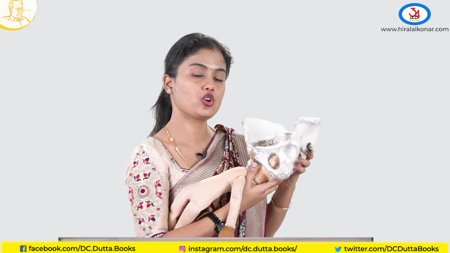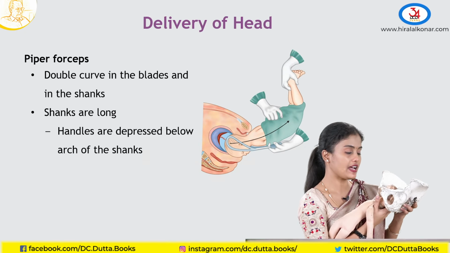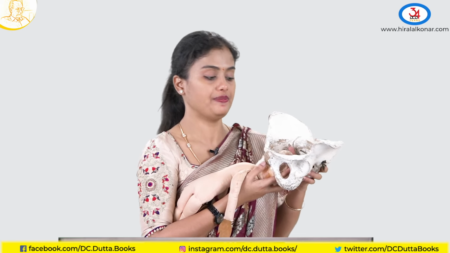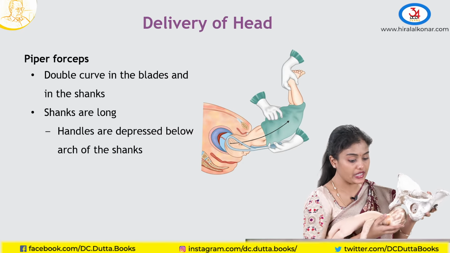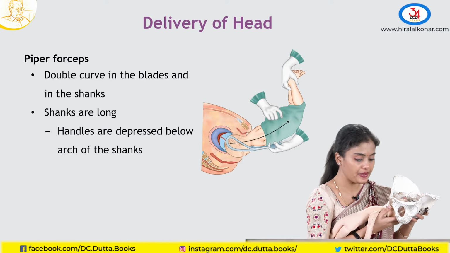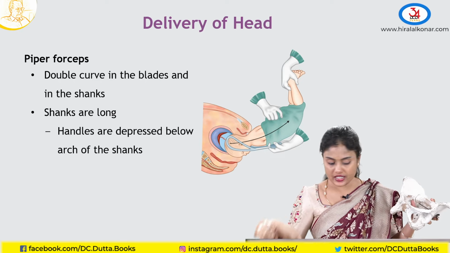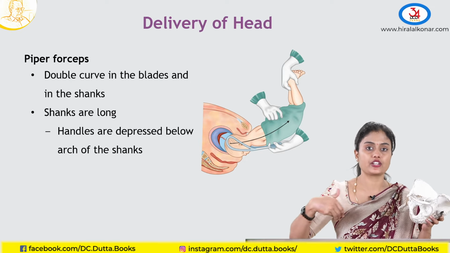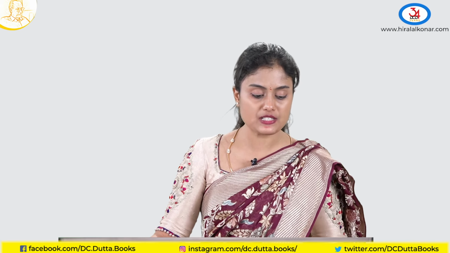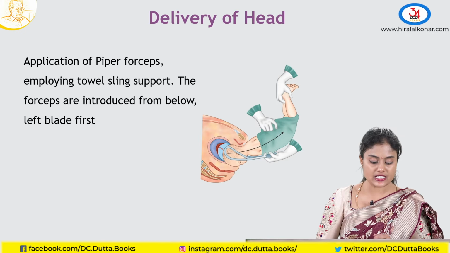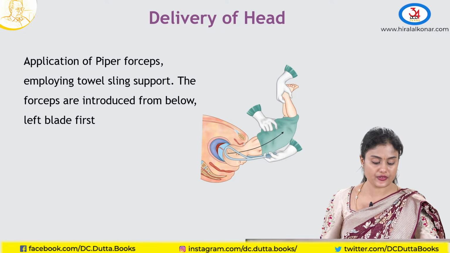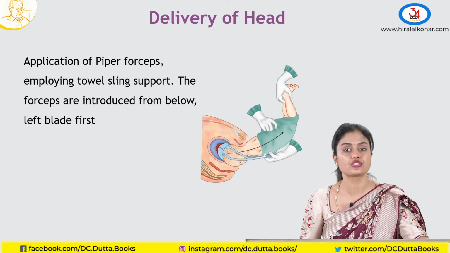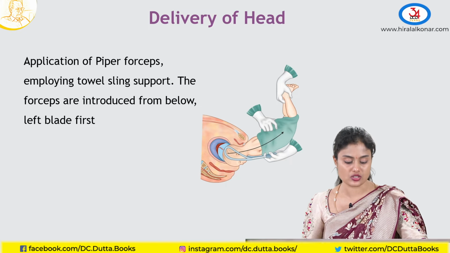Coming to the last maneuver of delivering the fetal head, this is how we do it with the forceps, or Piper's forceps. It has a double curved blade, but the shanks are very long and the handles are depressed below the arch of the shank so that the fetal head is delivered by flexion. Application of Piper's forceps employs a towel sling support, and the forceps is introduced from below, the left blade first. Always the left blade is introduced first, even with the outlet forceps.